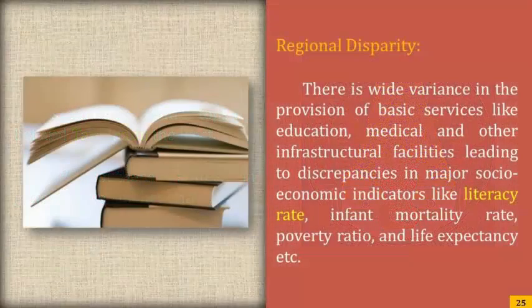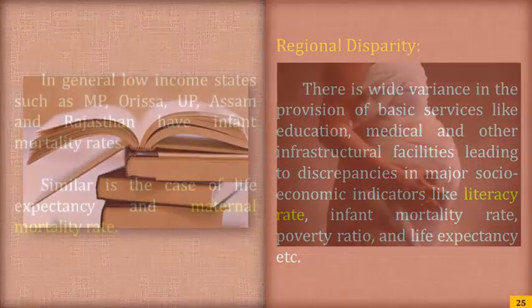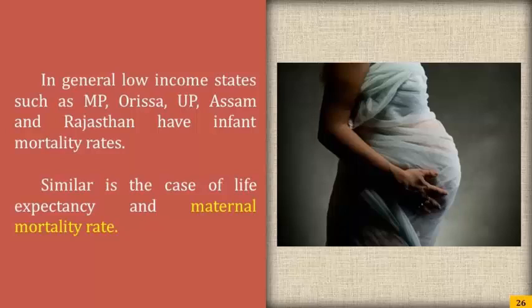Regional disparity. There is a wide variance in the provision of basic services like education, medical and other infrastructural facilities, leading to discrepancies in major socio-economic indicators like literacy rate, infant mortality rate, poverty ratio and life expectancy, etc. In general, low-income states such as Madhya Pradesh, Orissa, Uttar Pradesh, Assam and Rajasthan have high infant mortality rates. Similar is the case of life expectancy and maternal mortality rate.